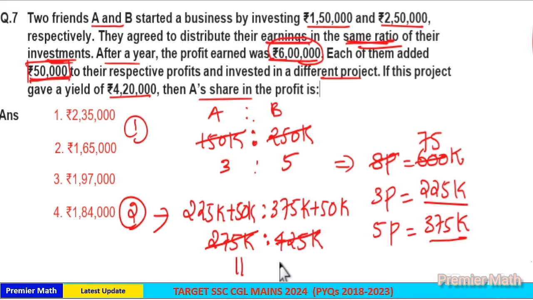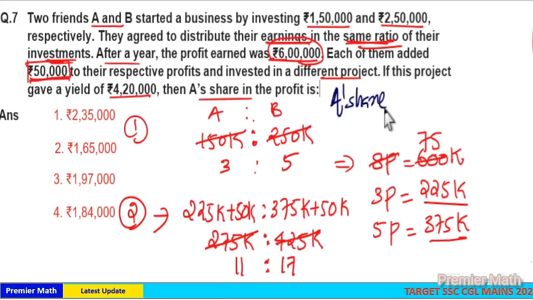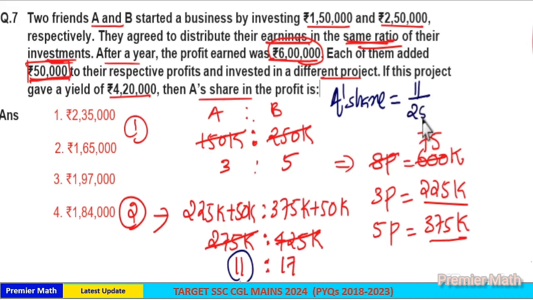And 25 goes 4 into 4, 16 times in 400. 16 plus 1, 17 times in 425. So 11:17 is the ratio, which means A's share is equal to 11 parts. So 11 parts out of total 11 plus 17, 28, into total earnings at the end of the second project is 420,000.